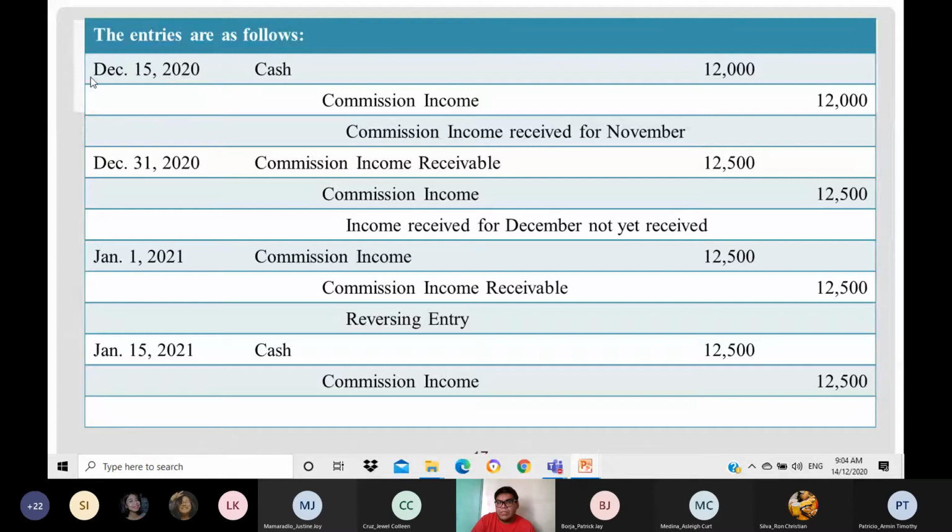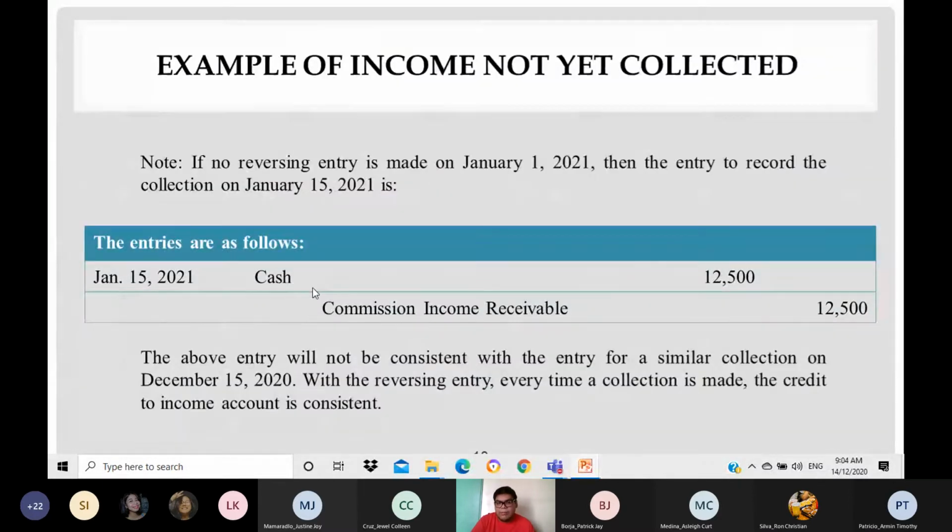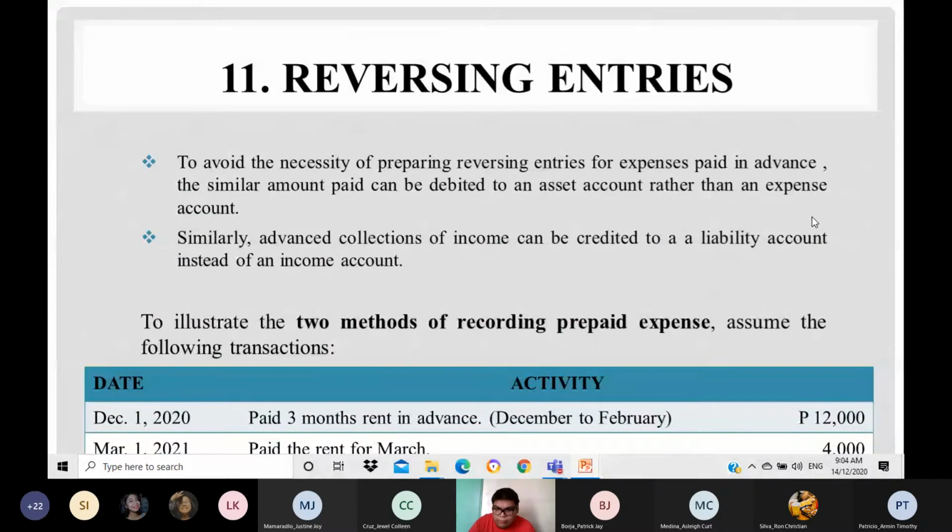So December 15, cash and commission income. January 15, cash and commission income. Versus without the reversing entry, cash and commission income receivable. Okay. So, ano naman to?